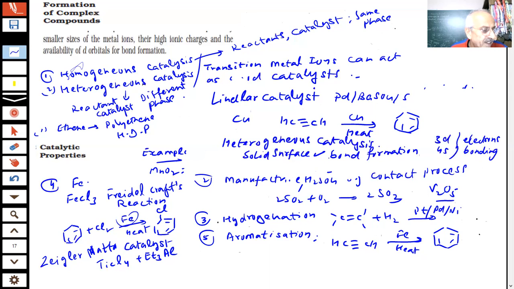So the concentration of the reactant at the catalyst surface increases, and the result is weakening of bonds of the reactant molecules and lowering of the energy of activation for the reaction. Transition metals can also change their oxidation states, therefore they can act as catalysts.